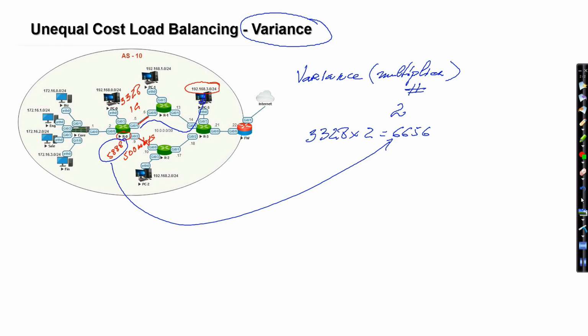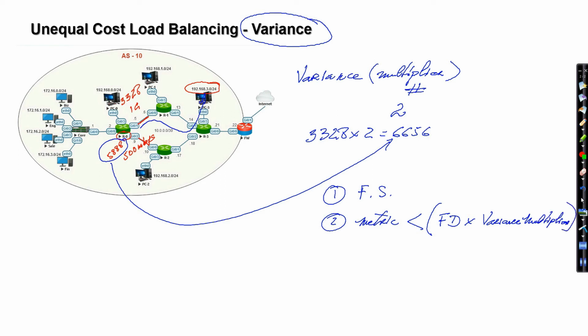There are 2 conditions for unequal cost load balancing. Number 1, the route must be a feasible successor. Number 2, the metric for the feasible successor must be less than the feasible distance, which is the metric for the successor, multiplied by the variance multiplier. Let's console back to router 0 and implement the command variance 2.